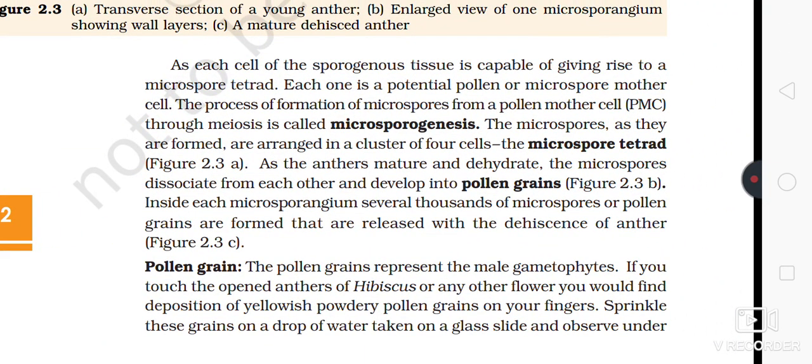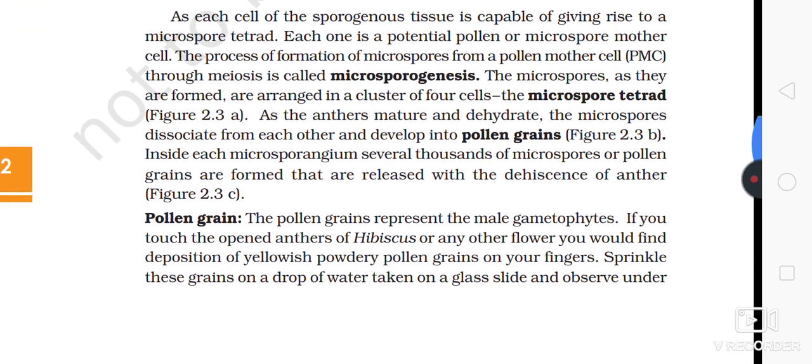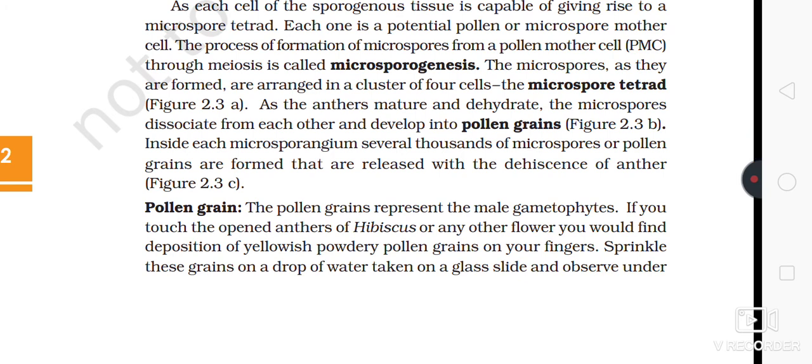As each cell of the sporogenous tissue is capable of giving rise to a microspore tetrad, each one is a potential pollen or microspore mother cell. The process of formation of microspores from a pollen mother cell, PMC, through meiosis is called microsporogenesis. The microspores, as they are formed, are arranged in a cluster of four cells, the microspore tetrad. As the anthers mature and dehydrate, the microspores dissociate from each other and develop into pollen grains. Inside each microsporangium, several thousands of microspores or pollen grains are formed that are released with the dehiscence of the anther.